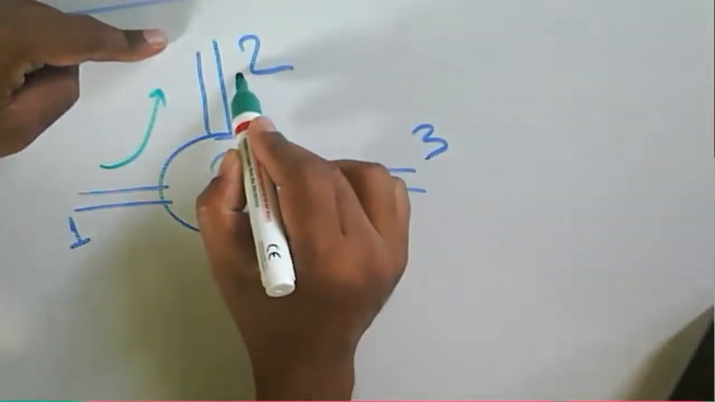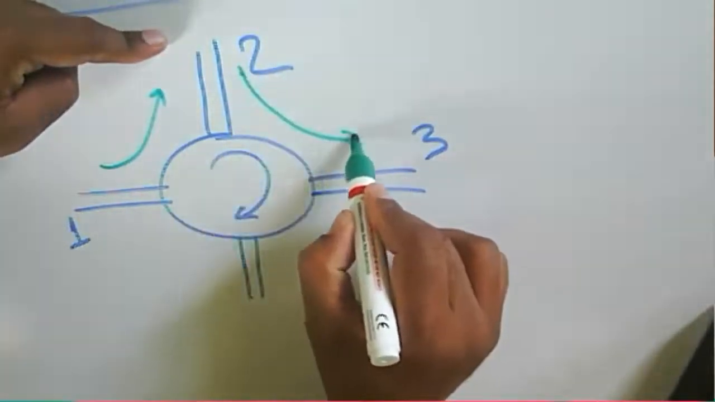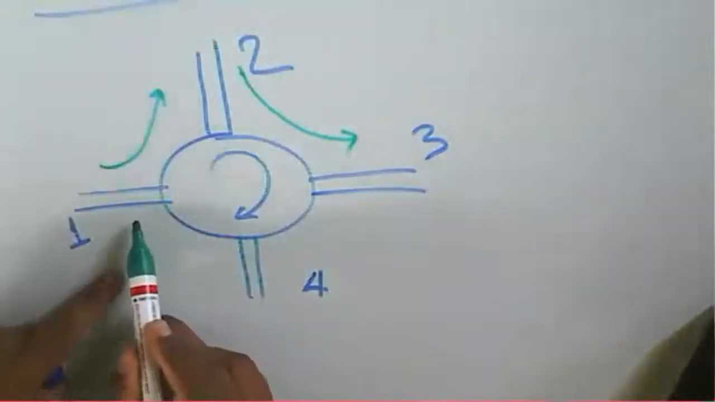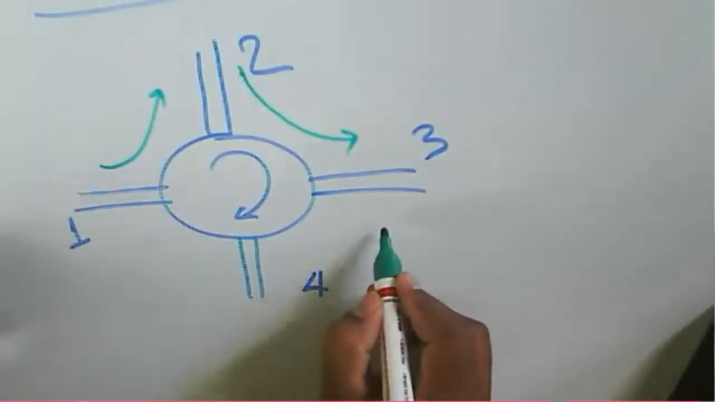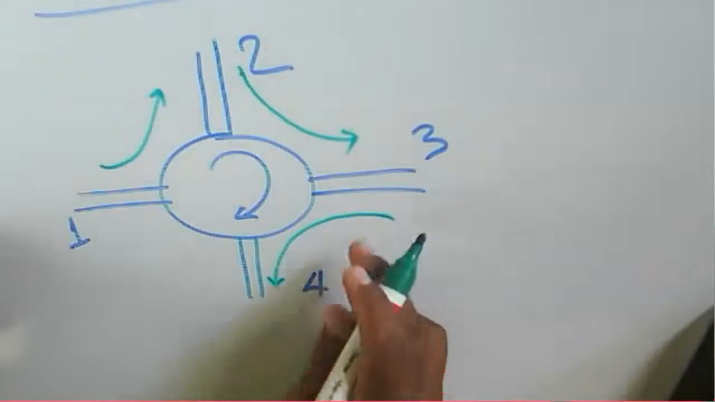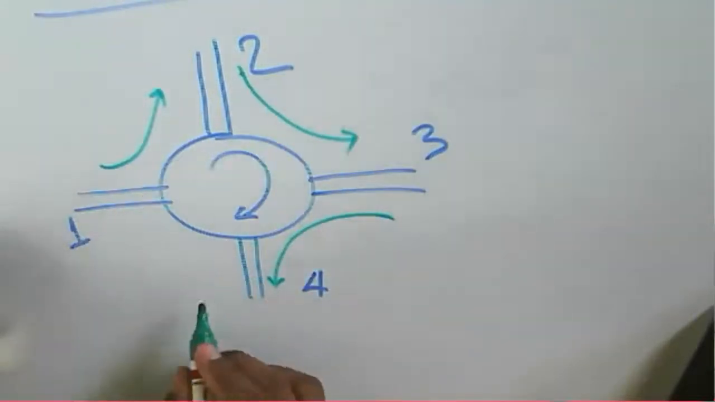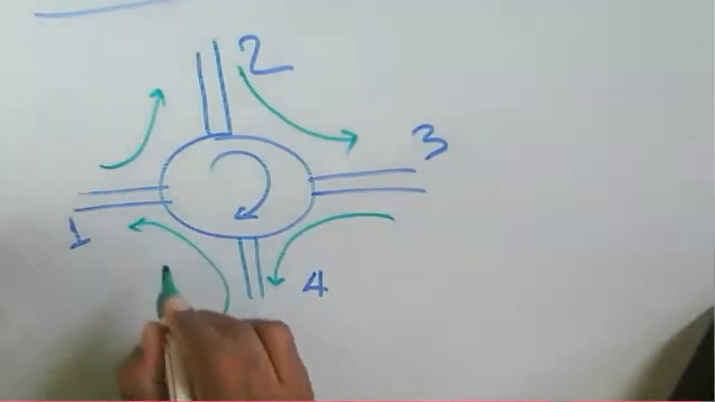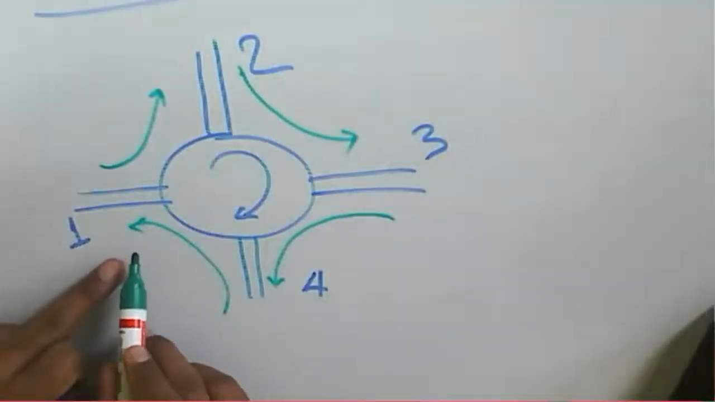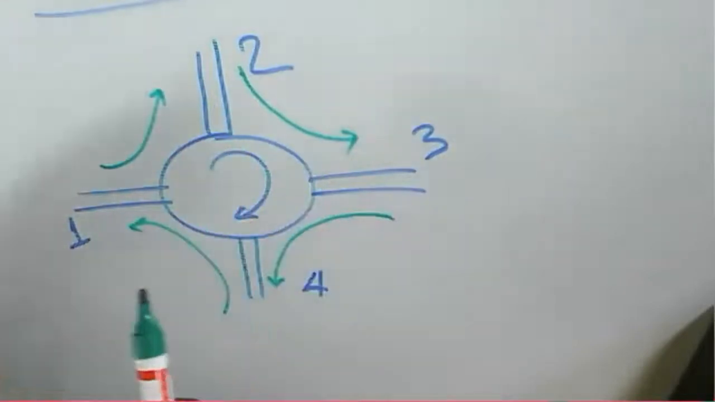If we are providing the input to port 2, output will be available at port 3. No coupling at 1 and 4. If we are providing the input to port 3, power will be available at port 4. No coupling at 1. If we are providing the input to port 4, output will be available at port 1. No coupling to port 2 and port 3.